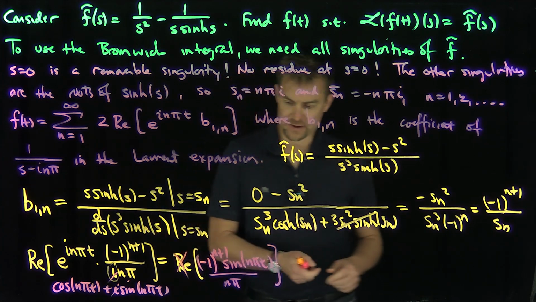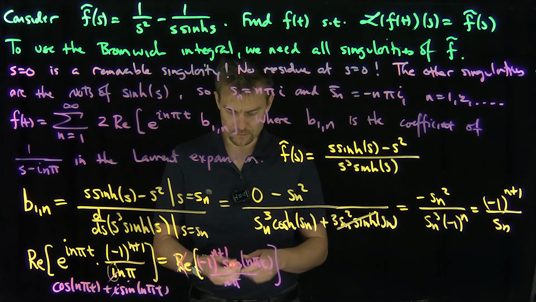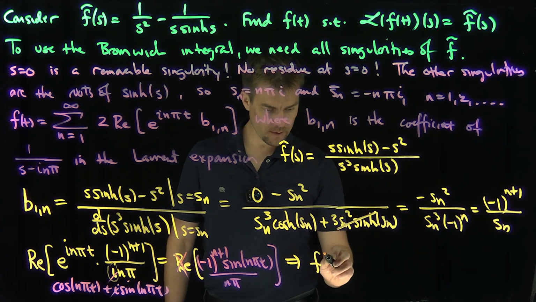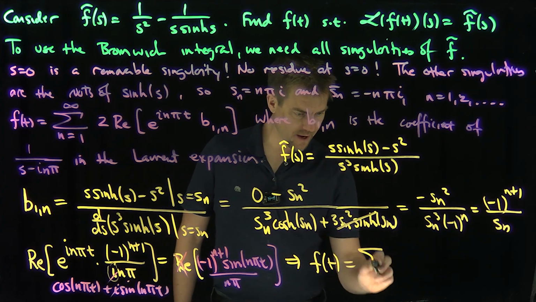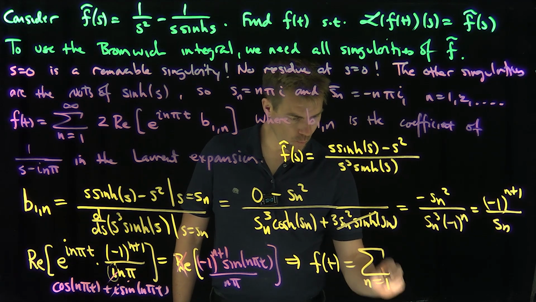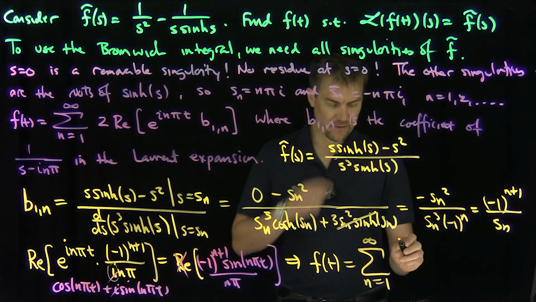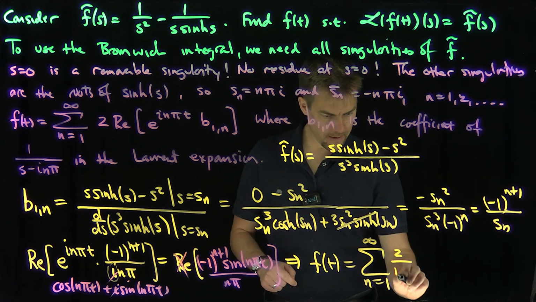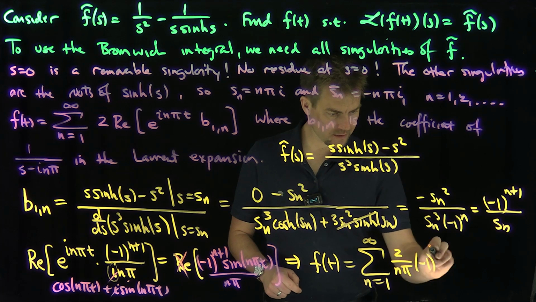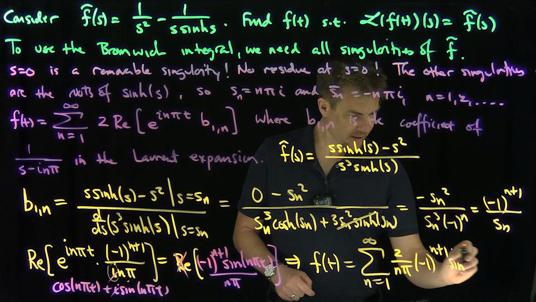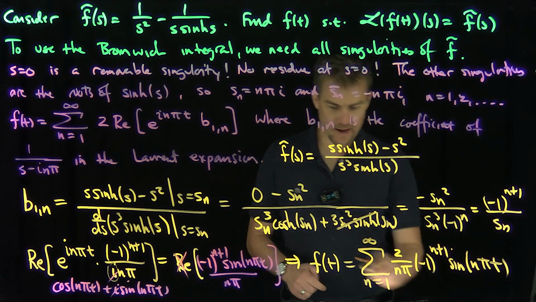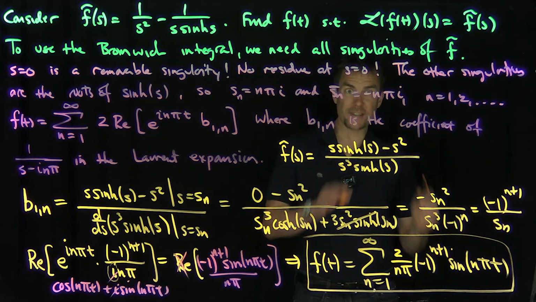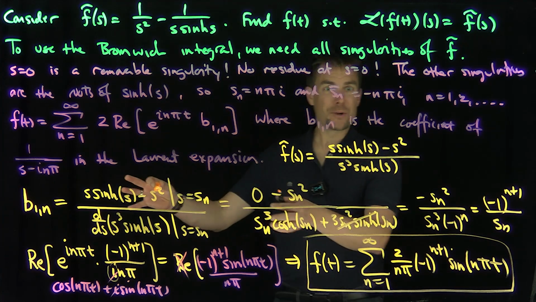So now, we have this expression. Good. And so therefore, our f of t that we're looking for is going to be the sum, n goes from 1 to infinity, and then I'm going to have a 2 over n pi, -1 to the n plus 1, sine of n pi t. And so we've just represented f as a Fourier sine series by using these Bromwich integrals.